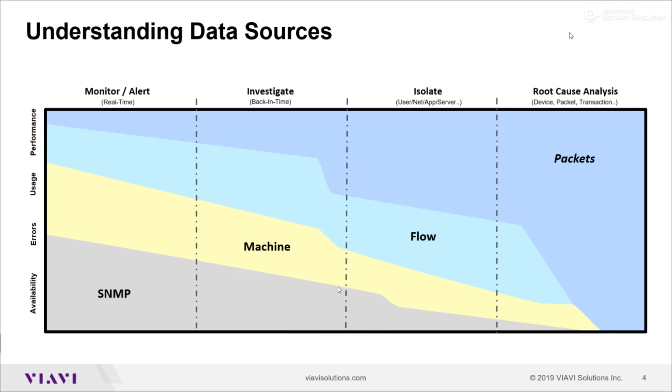And as we move along the x-axis, from monitoring to investigation, isolation, and root cause, you start to see the bigger role that performance data plays versus availability. When you're trying to do root cause analysis, you're not trying to say, is the asset available? You're trying to say, why is the asset performing the way it is at this moment in time? And really drill into the who, what, where, and when of what's occurring in order to perform root cause analysis and obviously resolve the issue.